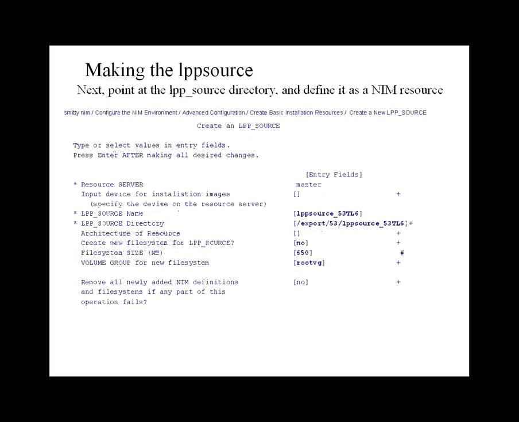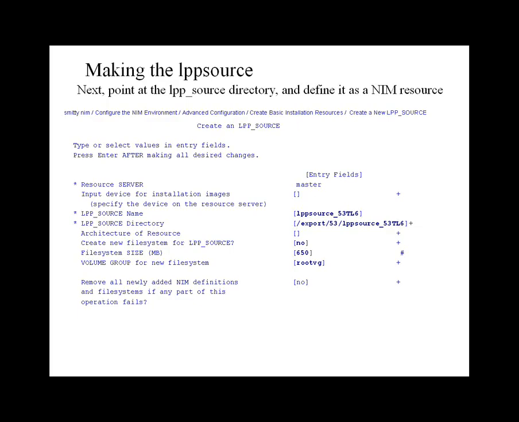Now, I've copied the content into the directory, but now I have to point at that directory and define it as a NIM resource. So again here, smitty nim, advanced config, create a new LPP source. Those are the choices on the menu. And resource server will be the master. The input device for installation images, I could do the copy here, but it's just not my habit. So I leave that blank.